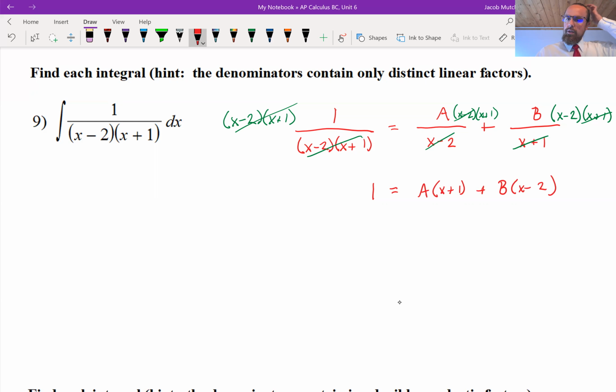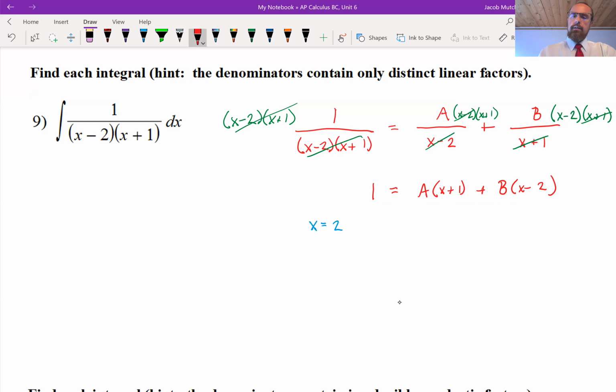So at this point, I want to solve for a and b by choosing some convenient x values. By convenient, I'm looking for x values that will cause a 0 cancellation by addition or subtraction. So if I want to cancel out the b term first, I'm going to choose x equals 2.